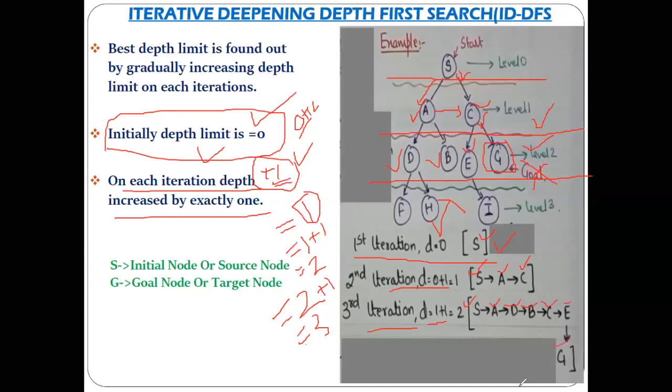Understood? Yes, sir. Now, one point you must be observing here. Initially, it already has traversed the S, correct? Yes. But still, again, in the second iteration also, it needs to traverse the S. Yes, sir. Also, third iteration also, it needs to traverse the S.